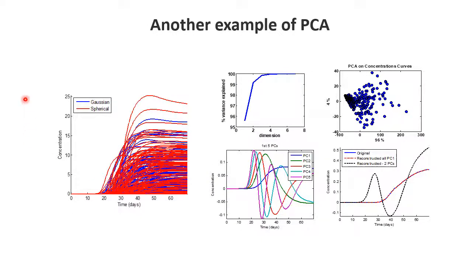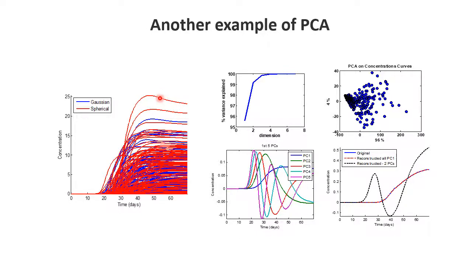So principal component analysis can be applied to any kind of object as long as that object can be put into a vector. For example, here we see some curves. It's actually a concentration of a contaminant. A whole bunch of curves. And so the question is, can we do principal components on that?